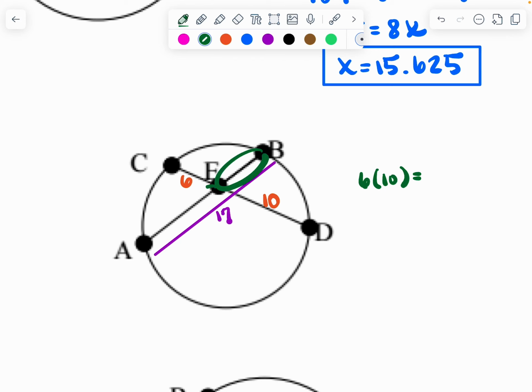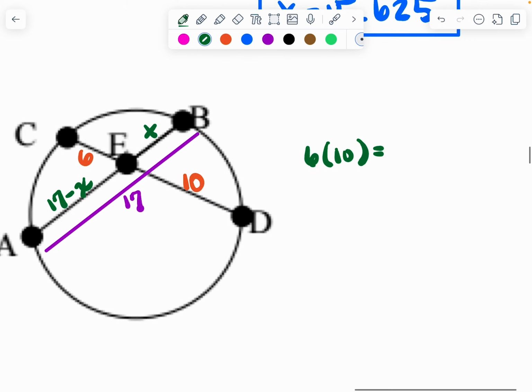But now I need the 2 pieces of this chord. And they didn't give me the 2 pieces of that chord. They just told me the whole thing was 17. So you're going to have to write expressions for those 2 pieces of the chord. So basically, you just need to designate one of them as x. I don't care which one, and it doesn't matter. So if I make that one x, then this one is going to be 17 minus x. And now I have an expression for each chord.